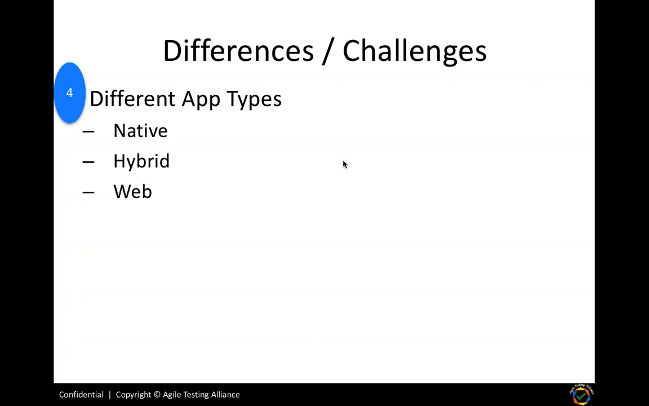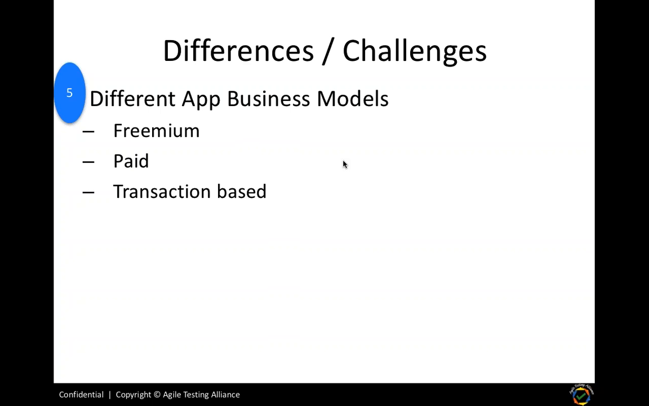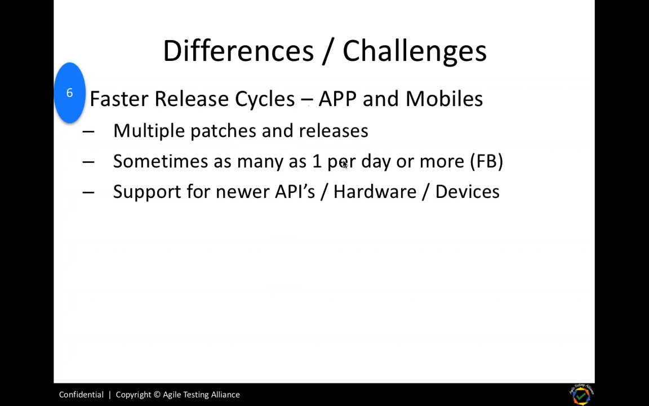Now, talking about mobile apps, there are three types of mobile apps basically: native apps, hybrid apps, and web apps. And then there are three various types of app business models, which are freemium, paid, and transaction based. So these are all the differences and challenges that you have.